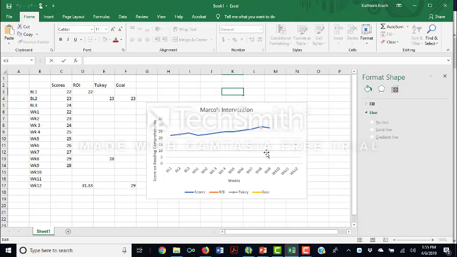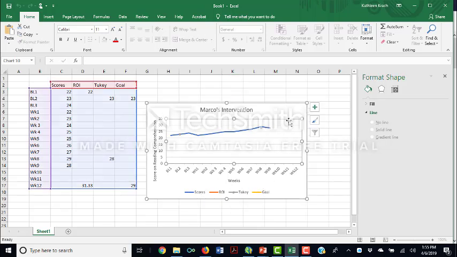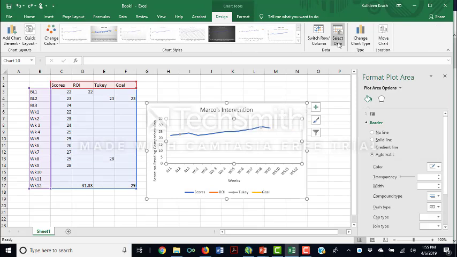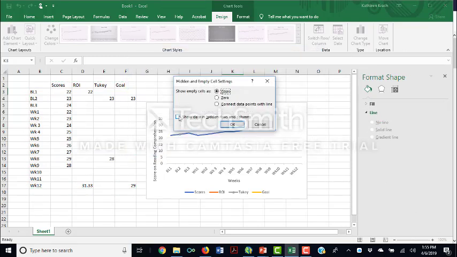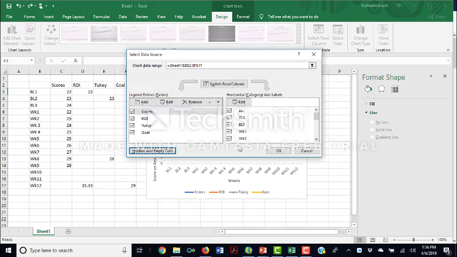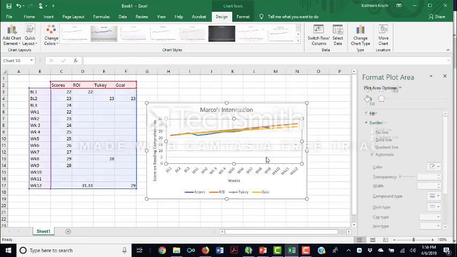So we have this data here, and you'll notice we still only have the one line. We want to show these other lines, so we're going to click on this, and we're going to be able to go to Select Data, and we want to select all of our data, hidden cells, show the data in hidden cells by connecting them. And we still have all of these, and we hit OK. And now all our lines are there.